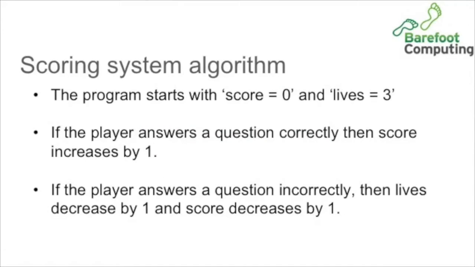Having been introduced to the concept of variables, pupils then design the scoring system for their maths quiz. This includes explaining what variables they're going to create and use. So we can see in this example here that the program has a score and lives variable, and also the rules, the algorithm, for how the value of those variables will change as the program is run. So we can see here that if the player answers a question correctly, then score increases by 1, or if the player answers the question incorrectly, then lives decrease by 1 and score decreases by 1.